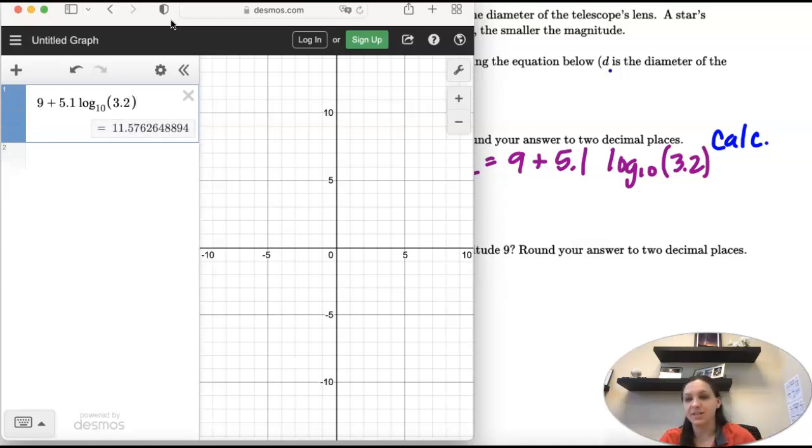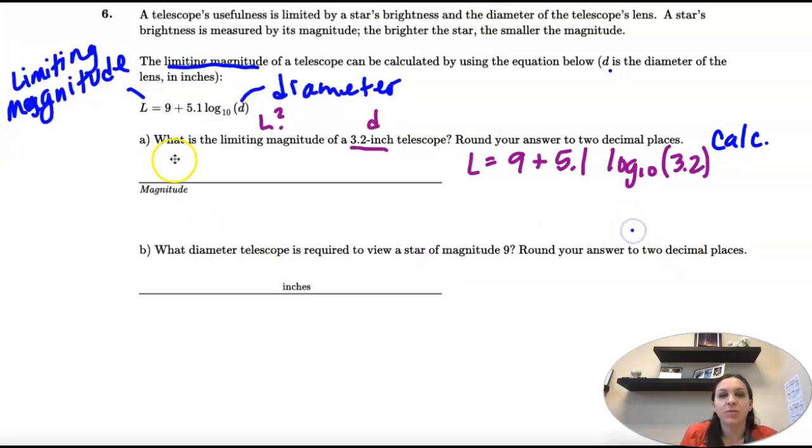Guess what? We got the same thing, because the common log is base 10. So 11.58, that 7 changes because of that 6. So 11.58 would be our magnitude.